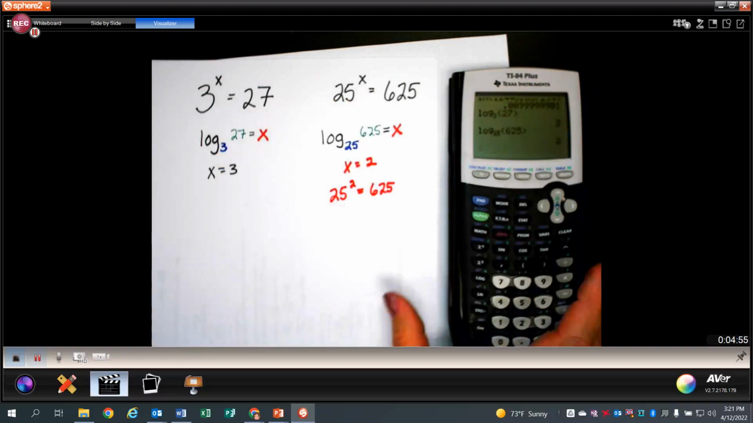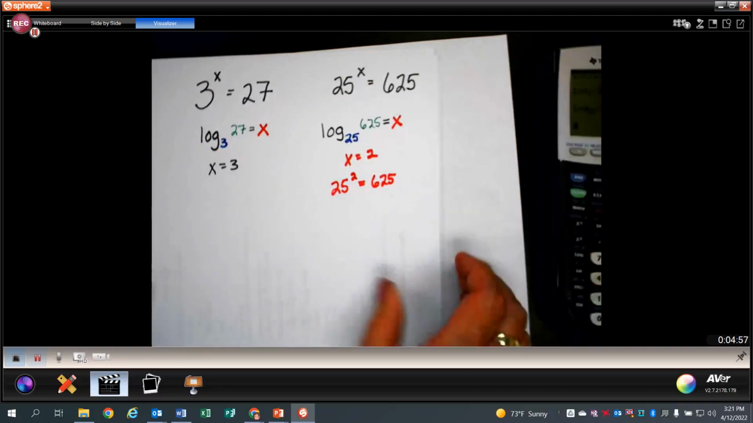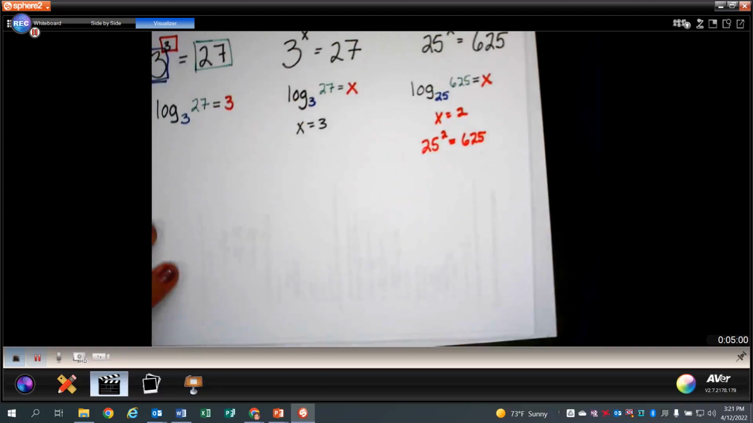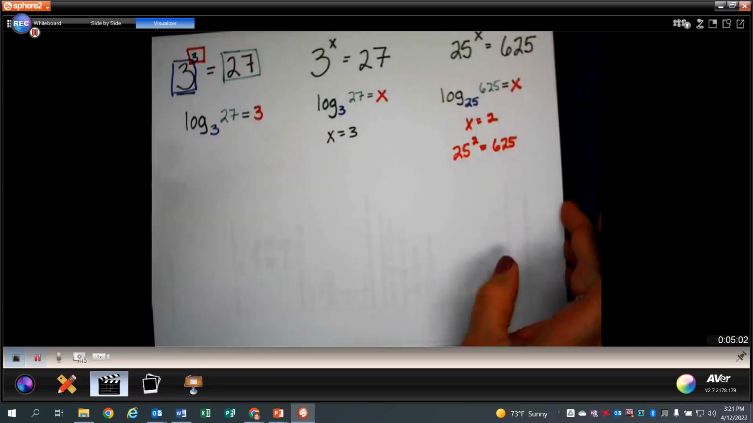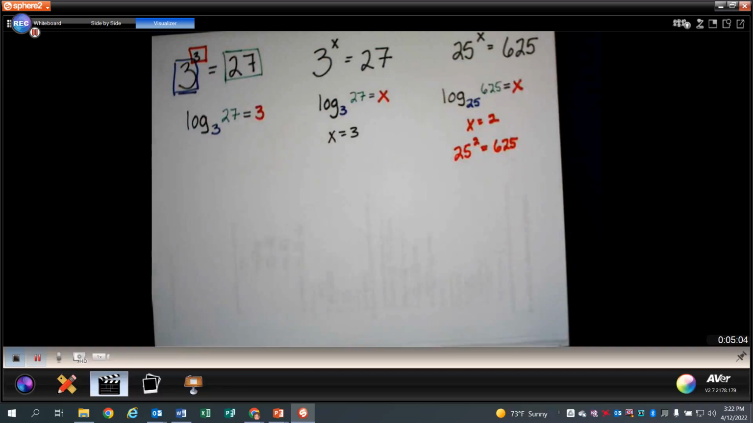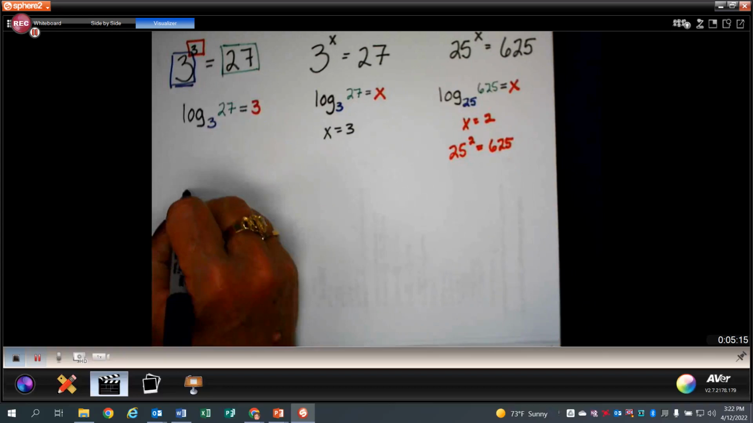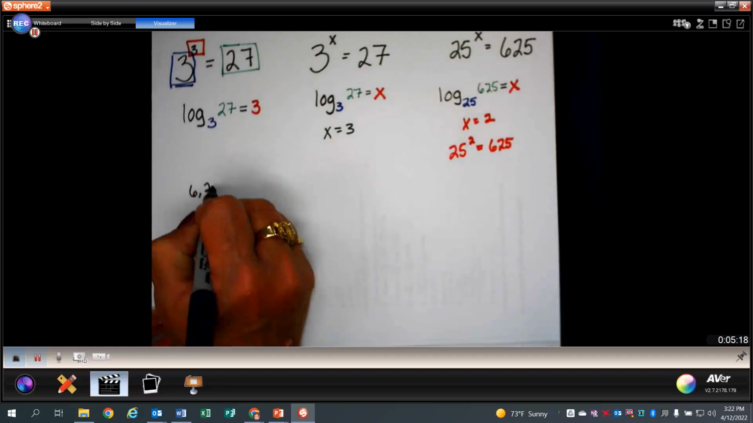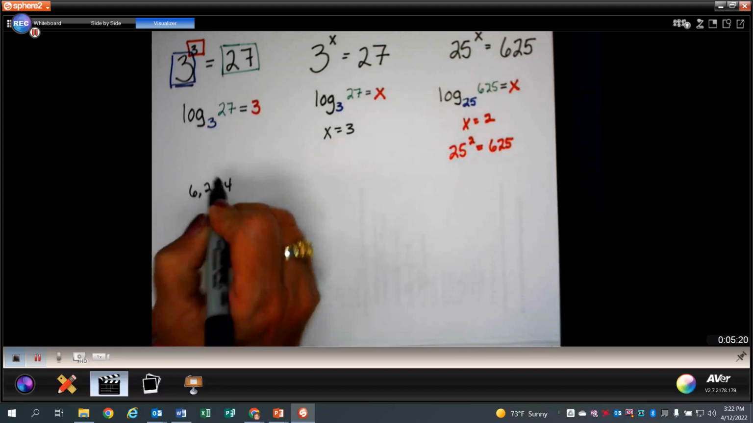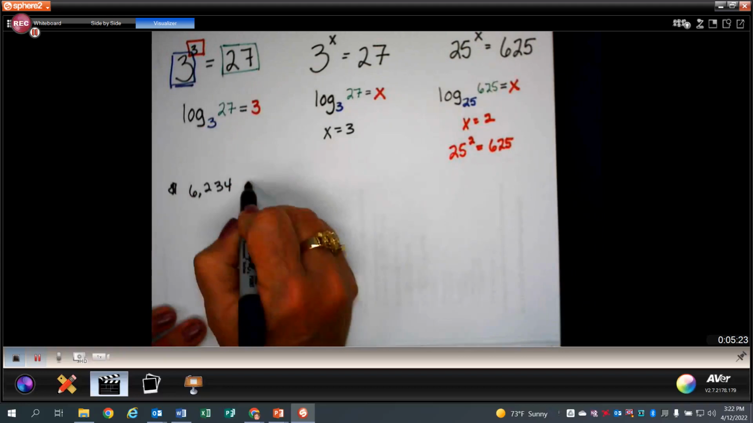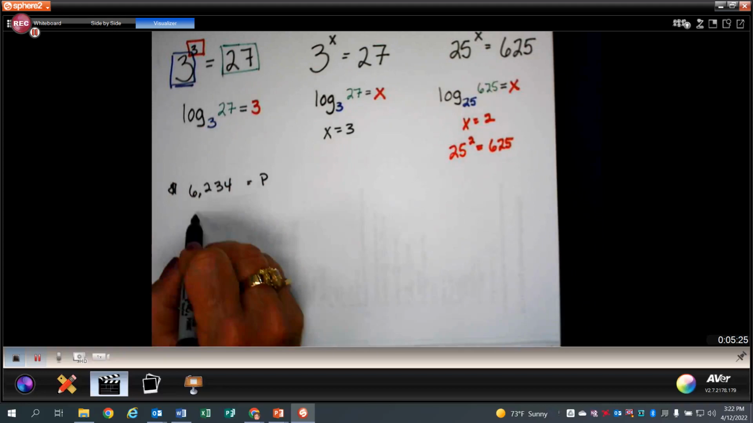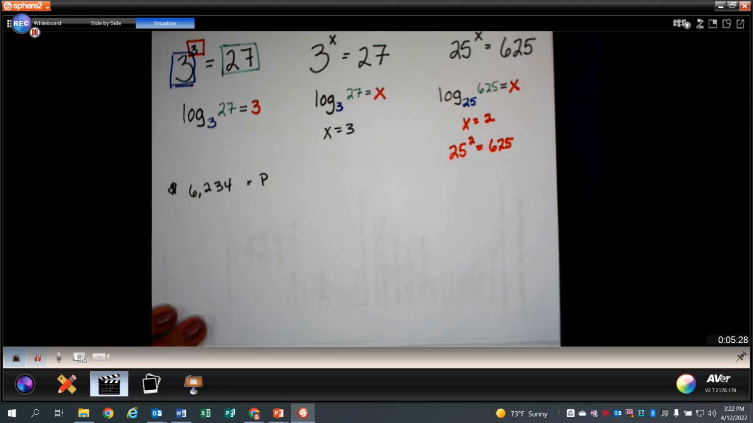So let's take a look at how we would use this in one of our exponential problems from the workbook. This is number 25 on page 91. We know that Amy invests $6,234 in a savings account. That is our initial amount, and she has a fixed annual rate that is compounded continuously.